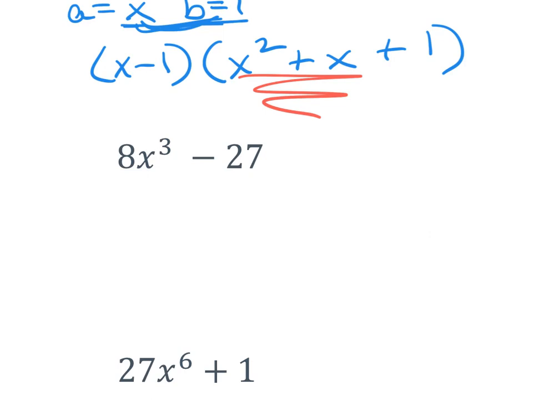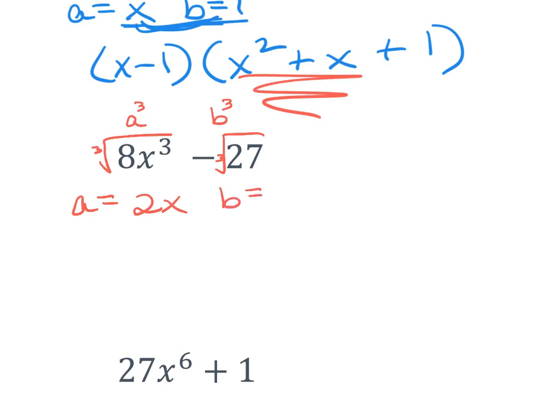No, right? So are they perfect cubes? Yes, they are. So again, this is really supposed to represent A cubed, and this is my B cubed. So remember, to get A, I cube root this one, and I cube root this one. So my a value, the cube root of 8 is 2, and the cube root of x to the third is x. The cube root of 27 is 3. And now I put it into the pattern.